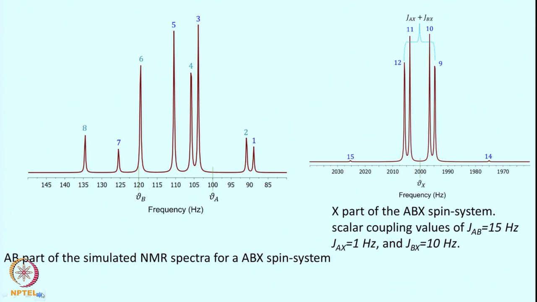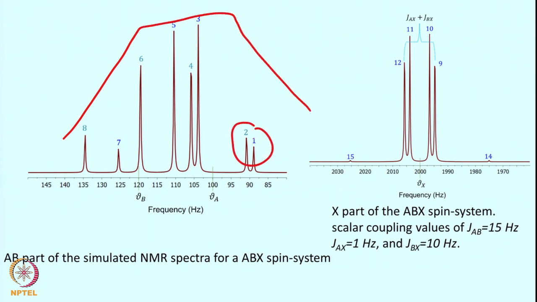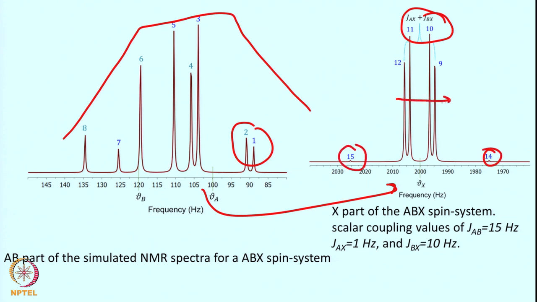Here one can see that because AB is a strongly coupled system, we again have a splitting pattern as we discussed earlier. It will have this roof effect for the various transitions 1, 2, 3, 4, 5, 6, 7, 8, and now they are weakly coupled to X. So, they will split X, and because of JAX plus JBX, this gives another 4 lines, and these two very small lines here. One can see the intensities are more or less equal, but there will be some effect. So, the X part of the ABX system comes like this and the AB part comes like this.